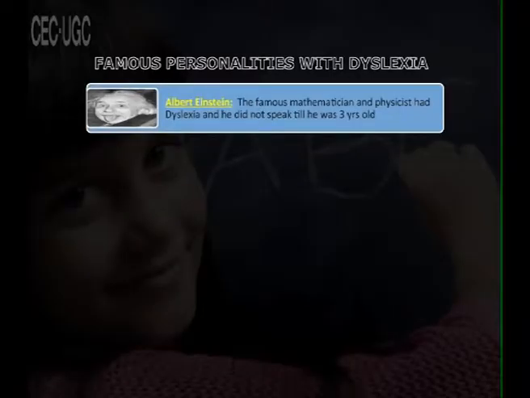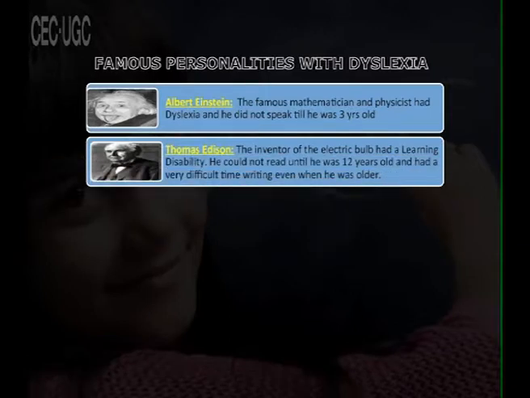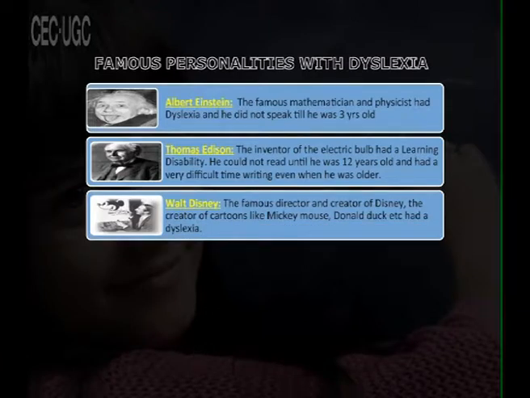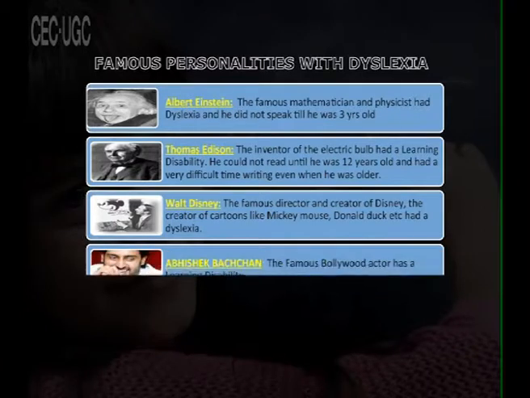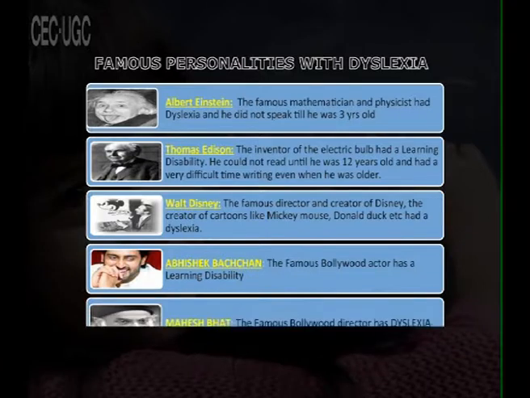We have Albert Einstein. Everybody knows about him. He was very poor in studies. Then we have Thomas Edison, and you see how creative these people were. We have Walt Disney. Walt Disney's pictures and cartoons are world famous. Almost all children have seen those cartoons and they love them. And this man had a learning disability, but he was very creative. And at home, we have Abhishek Bachchan, who is a very successful film actor, but when it came to school, he was a very, very poor student. And the same goes for Mahesh Bhatt.